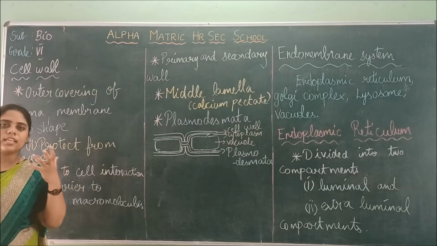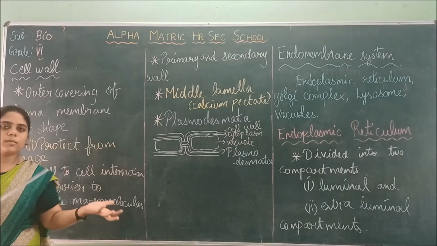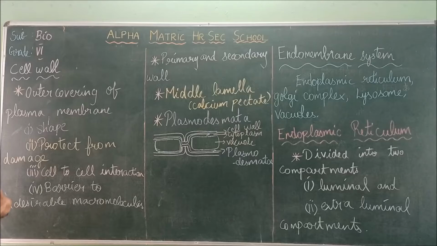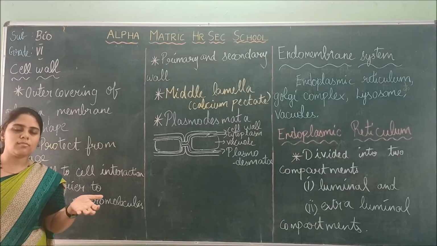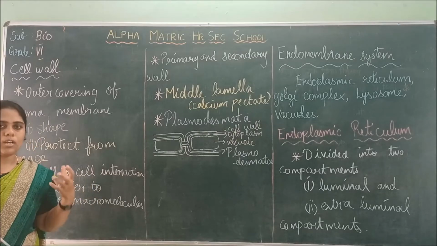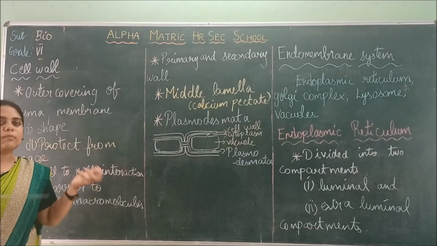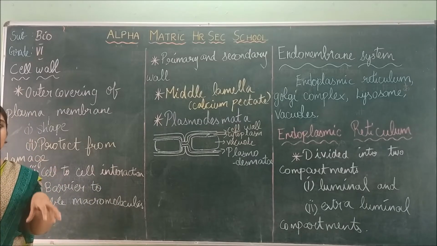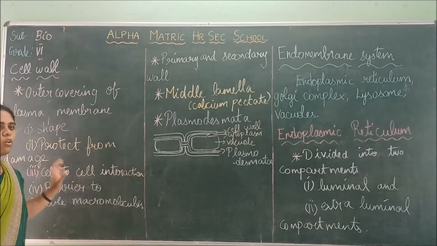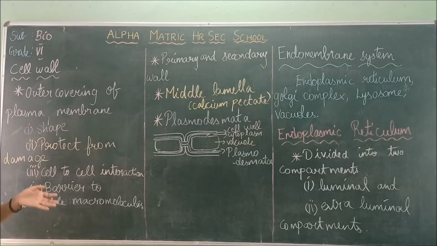So it protects the cell from unwanted molecules that are trying to enter into the cell. In the environment there will be lots of unwanted materials. Many big molecules will be present, and they will try to enter into the cell. So this cell wall will protect the cell and act as a barrier. So these are the four main functions or characteristics of the cell wall.